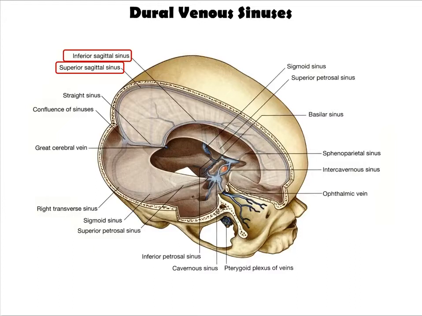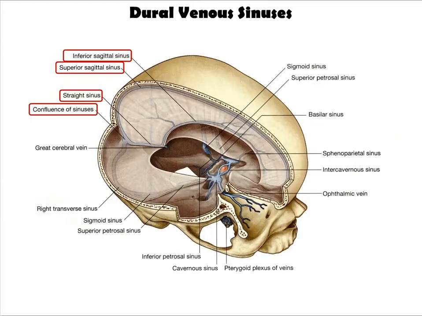The straight sinus runs along the line of attachment of the falx cerebri to the tentorium cerebelli. The straight sinus receives the inferior sagittal sinus and the great cerebral vein of Galen, which happens to drain the brain directly. The straight sinus then drains into the confluence of sinuses, which also receives the paired transverse sinuses.